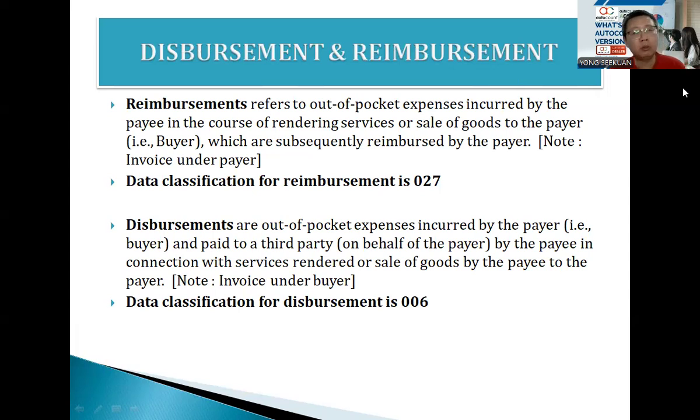So basically, to me the easier way to understand is this: for reimbursement, the invoice is under the payer. You issue the invoice to your customer, so you are the payer and you need to issue the invoice. Disbursement is the invoice under the buyer, where you pay on behalf of your customer, I mean the invoice is under your customer. So this is a disbursement. Actually, you no need to issue the e-invoice, but in some scenarios you may issue the invoice under disbursement.